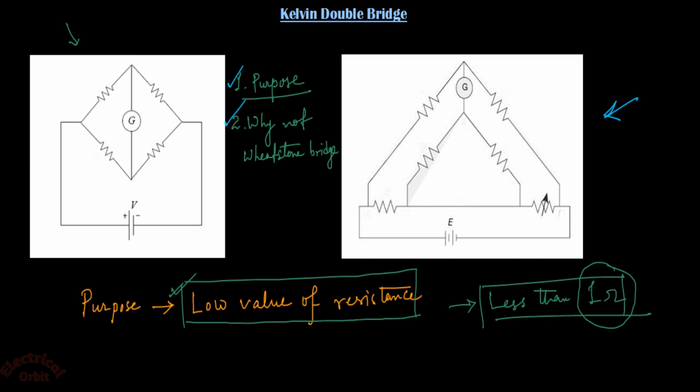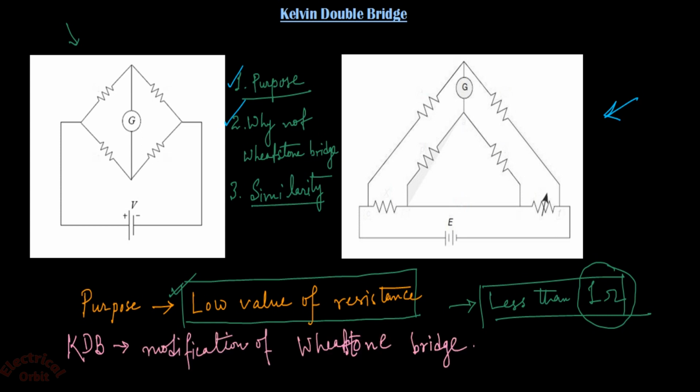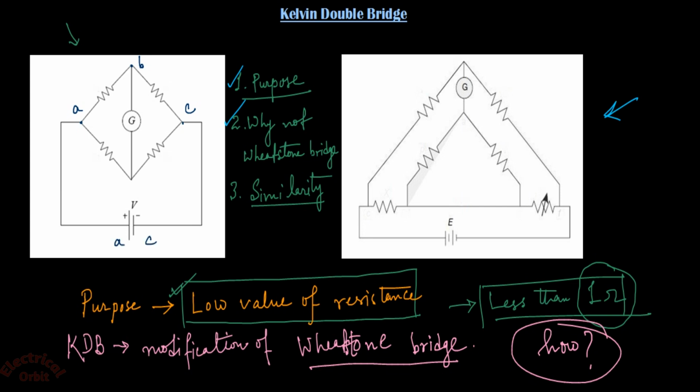Now the third point is why I have drawn a Wheatstone bridge here, or what similarity these two bridges have in common for measuring a resistance. We have to understand that the Kelvin double bridge is a modification of the Wheatstone bridge. Now your question will be, how? So let us give the name A to this particular point, B to this node, and C to this. The voltage source is connected to points A and C.